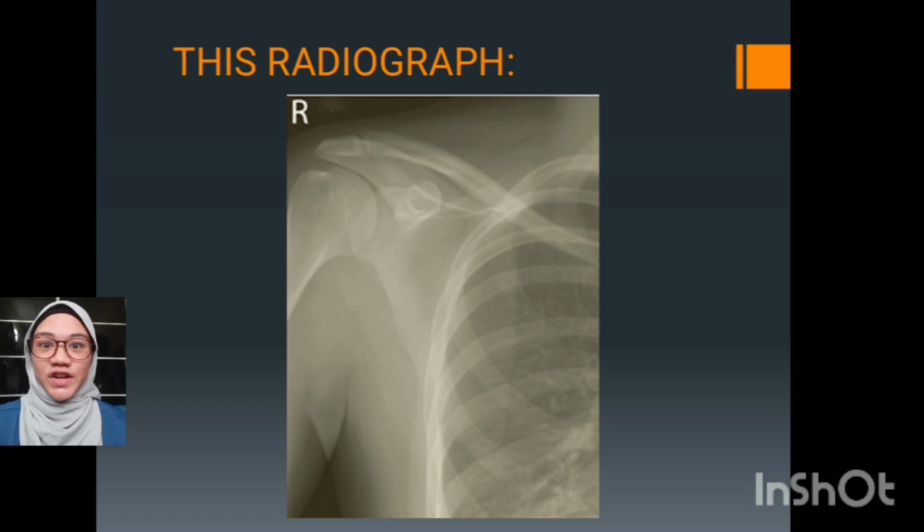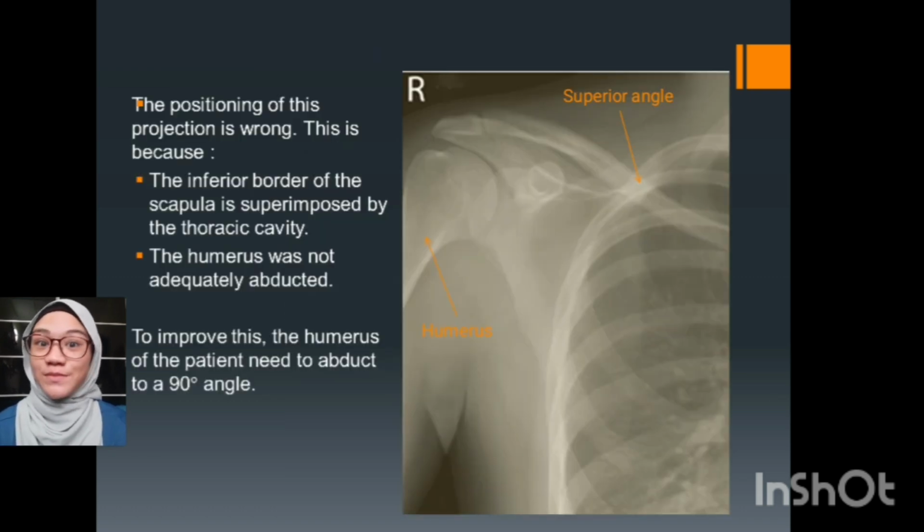Let's check this radiograph. The positioning for this projection is wrong. This is because the inferior border of the scapula is superimposed by the thoracic cavity. The humerus was not adequately abducted. So to improve this, the humerus of the patient must be abducted to a 90-degree angle.